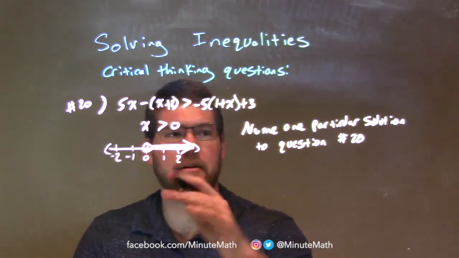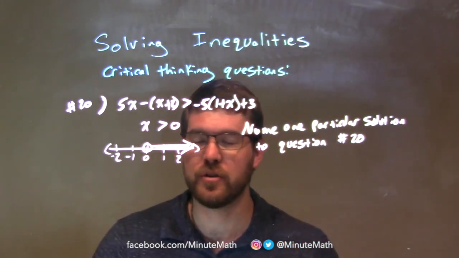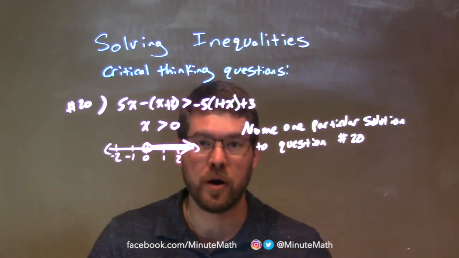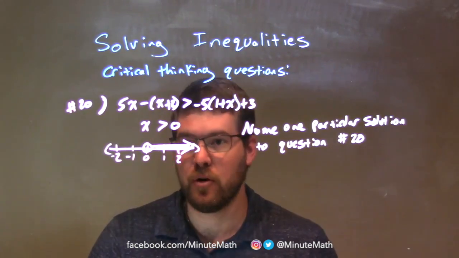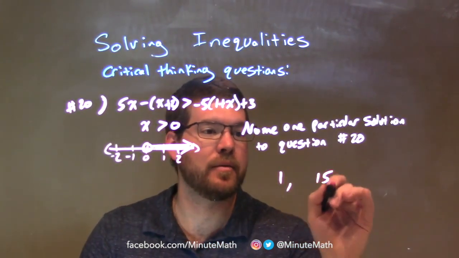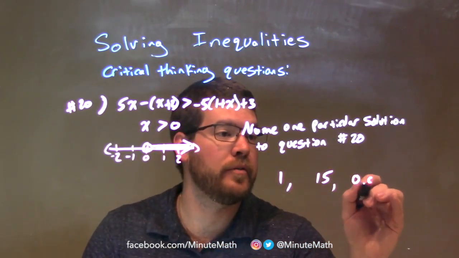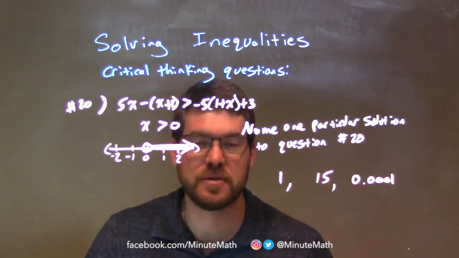And we graphed it right here. So they ask us here to name one particular solution to this question. Well, one particular solution could be any one number that would work, okay? Now, it's really any number that's going to be greater than 0. So you can say a possible solution is 1, right? Or 15, or what's greater than 0? 0.0001. All of these would be solutions that you can name.